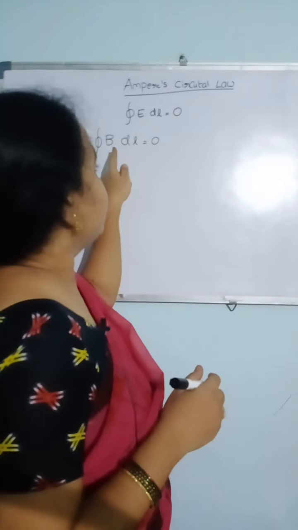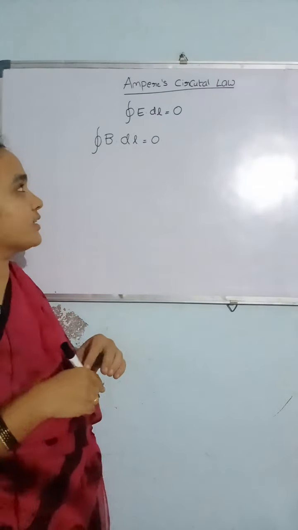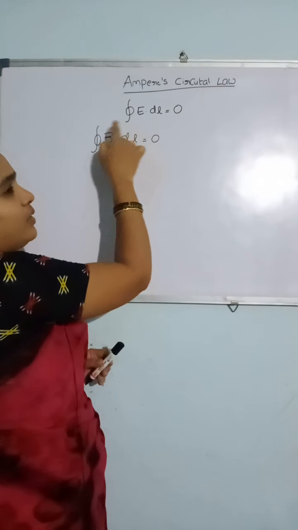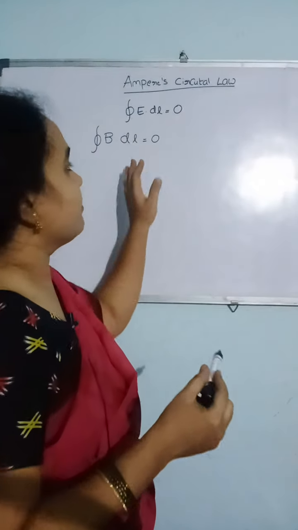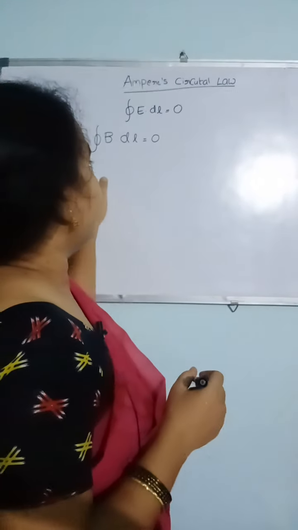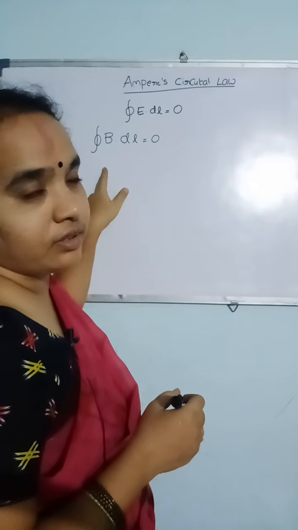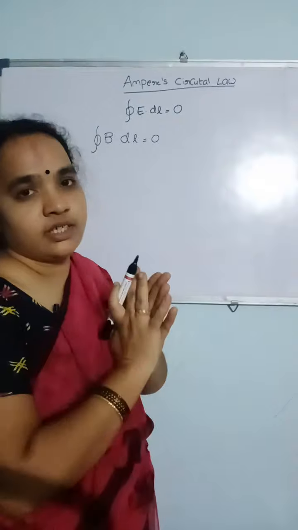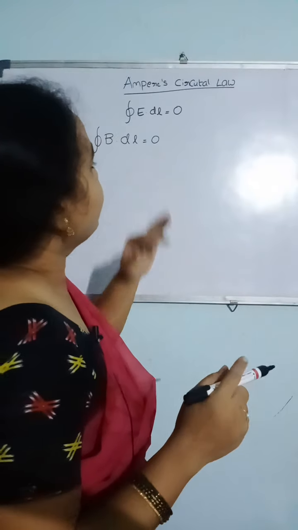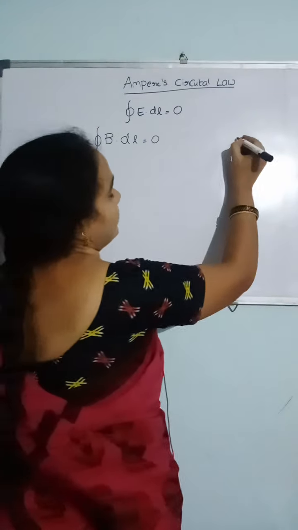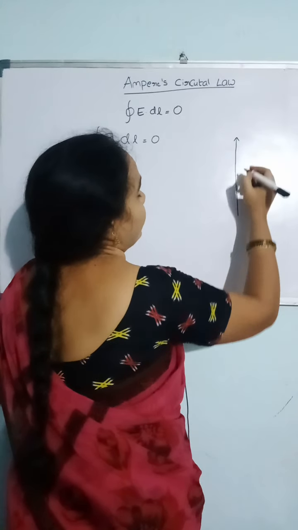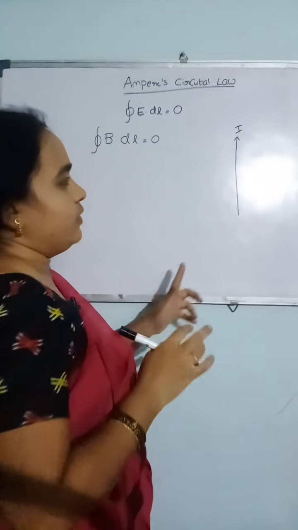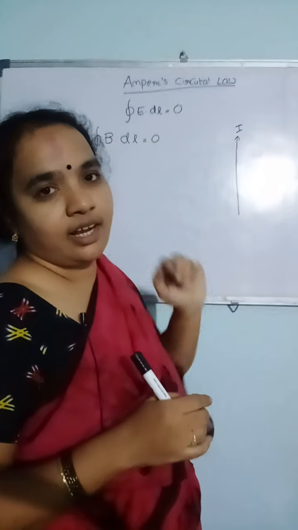B dot dl means the magnetic induction in a line element around any closed path. The closed integral of magnetic induction over a small element is to be found. In order to derive that, let us consider a long current carrying conductor, a wire which is carrying some current I.